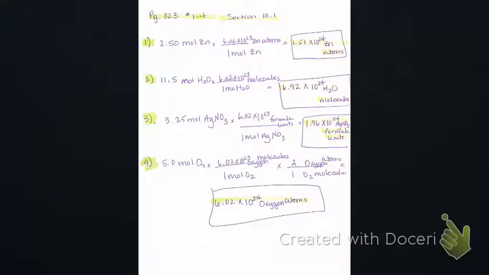All right, so we're going to start with section 10.1. We're going to go over these problems that you did for homework. Numbers 1 through 4 start on page 323.